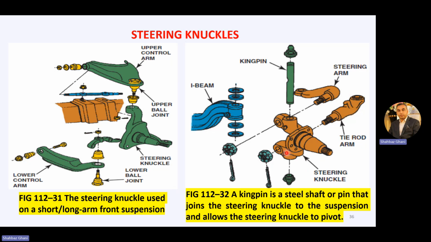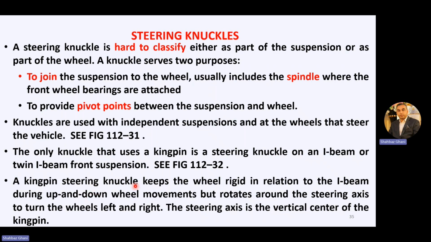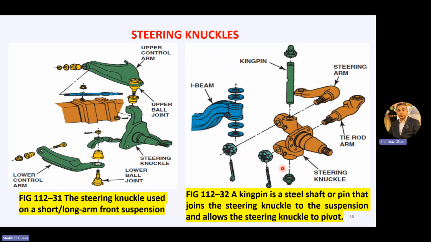A kingpin is fastened to the I-beam. It keeps the wheel rigid in relation to the I-beam during the up and down wheel movement, but rotates around the steering axis to turn the wheels left and right. The steering axis is the vertical center of the kingpin. So it is moving right and left, but no movement up and down.